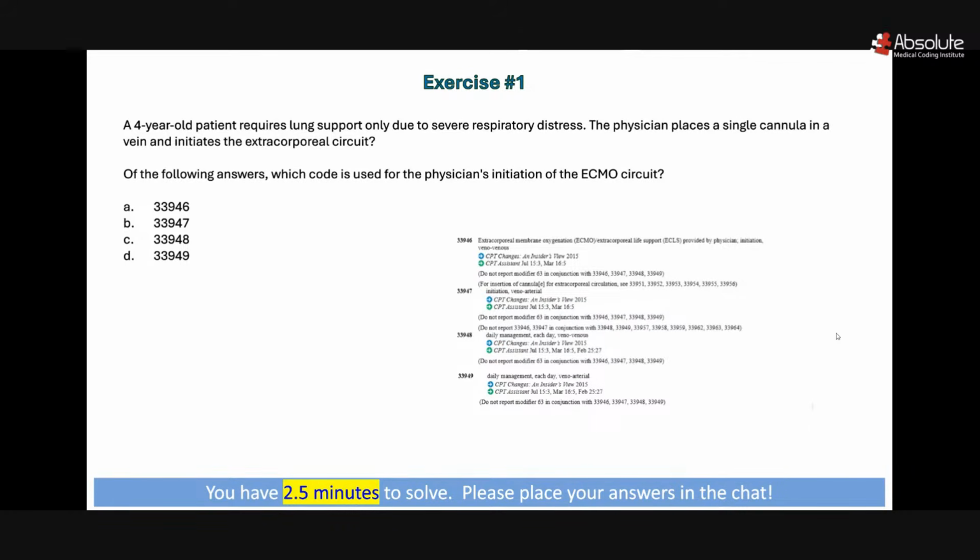Of the following answers, which code is used for the physician initiation of ECMO circuit? Option A 33946, option B 33947, C 33948, D 33949. A 4-year-old patient requires lung support only due to severe respiratory distress. Physician places a single cannula in the vein and initiates the extracorporeal circuit. Of the following answers, which best describes the physician's initiation of the ECMO circuit? There you go. That's what I was talking about. Answers are already in the chat. Wonderful.